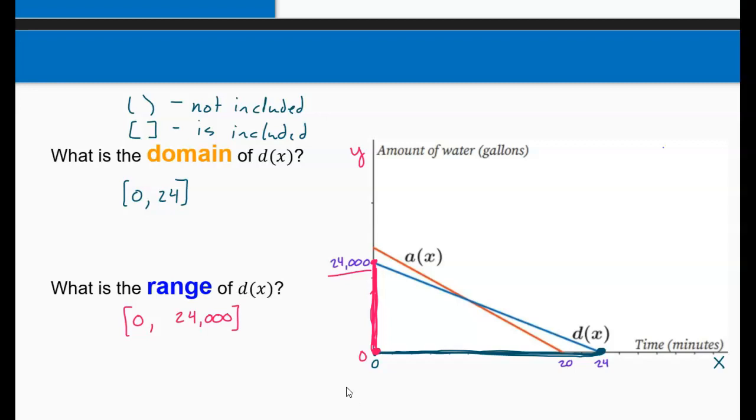So what do those things even mean? Domain and range here. What does that even mean? 0 to 24. Well, it's 0 to 24 minutes, and we're draining the pool. So this is the full time it took to drain the pool.